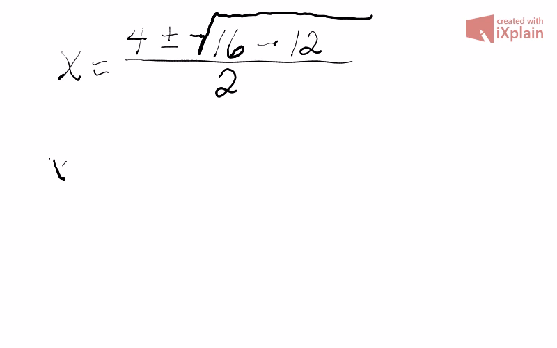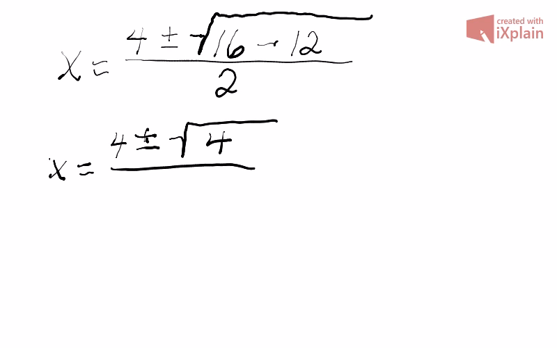Alright, so simplifying in the square root, we end up with the square root of 4, so that's going to be 4 plus or minus the square root of 4, all divided by 2, and of course the square root of 4 is 2, so x equals 4 plus or minus 2, all divided by 2. So it gives us two answers, one with 4 plus 2 divided by 2, one with 4 minus 2.